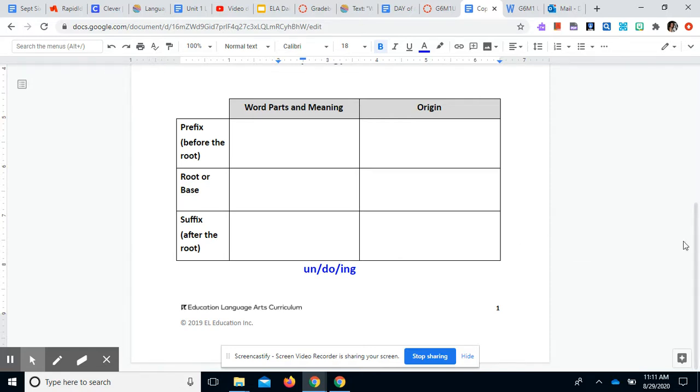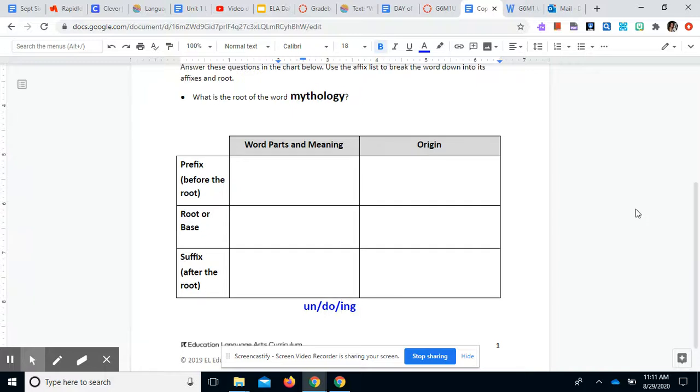So they wanted us to look at the word mythology and divide it into its word parts. I did give the hint that it does not have all 3 word parts. It has 2 of them. So we were able to identify that there was no prefix for mythology, that our base is myth because that is a word that can stand on its own. Therefore, our suffix is ology.